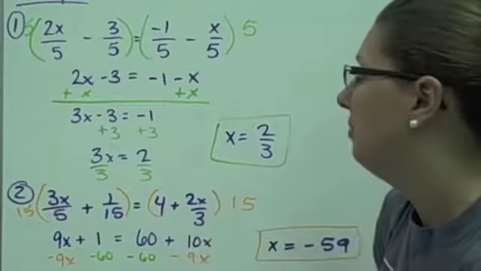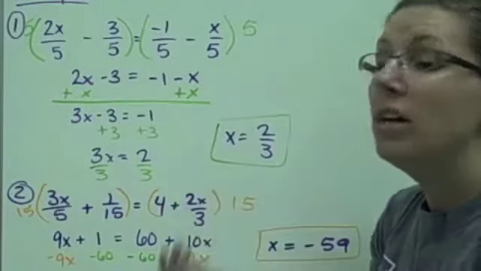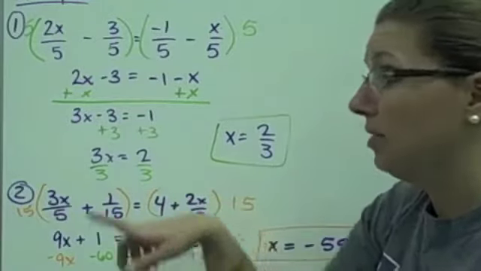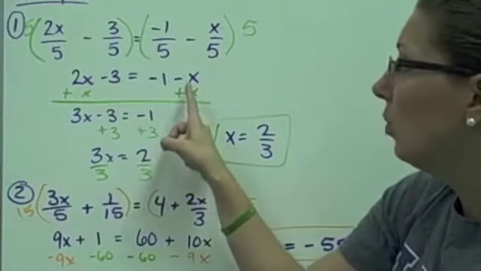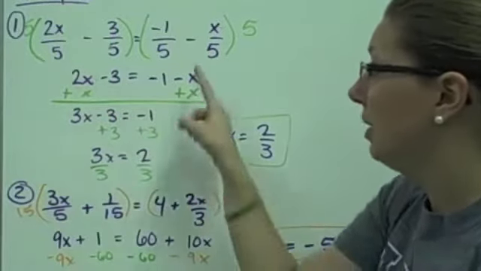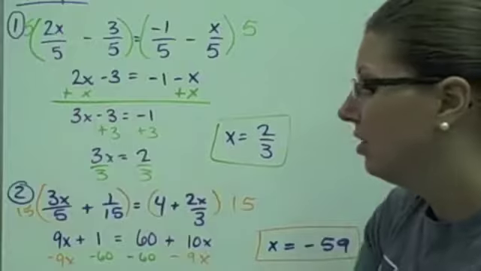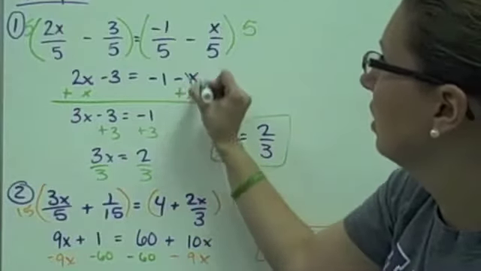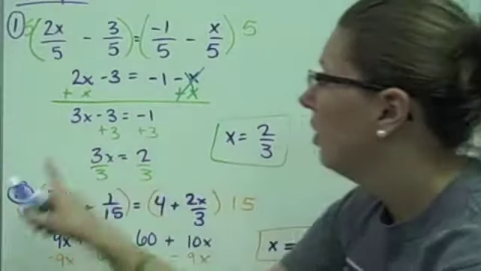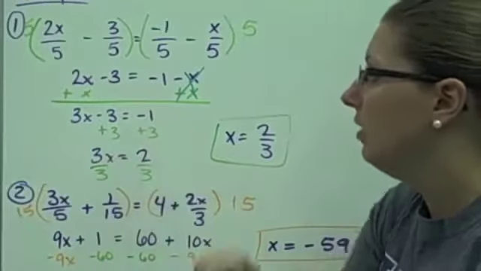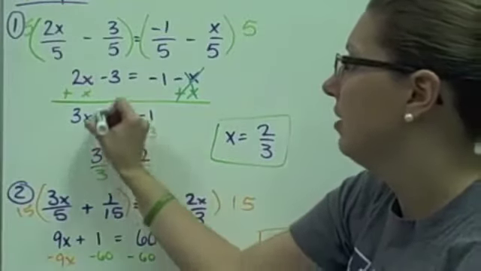So we got lucky in that one. Now we just go through and solve just like we did the problems on the last page. I am actually going to add x to both sides to get rid of it here. And that leaves me with 3x plus 3 equals negative 1. And then I'm going to undo the minus 3.